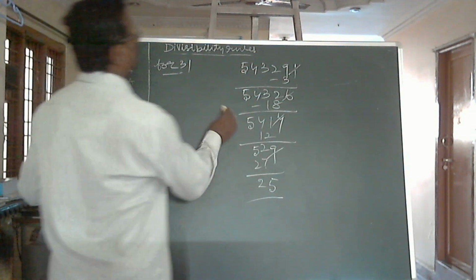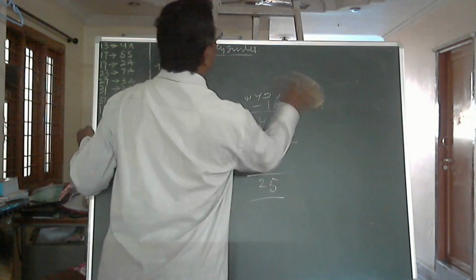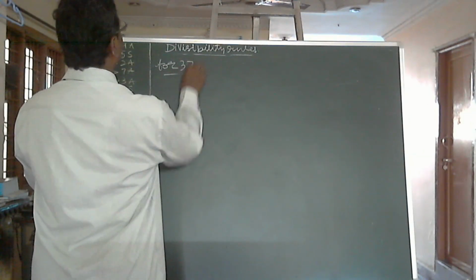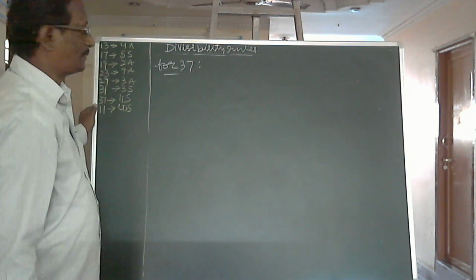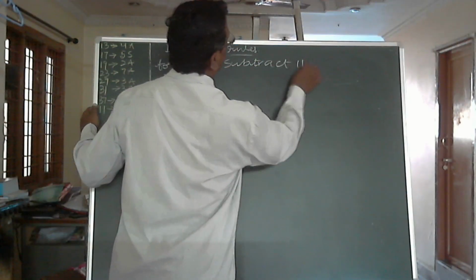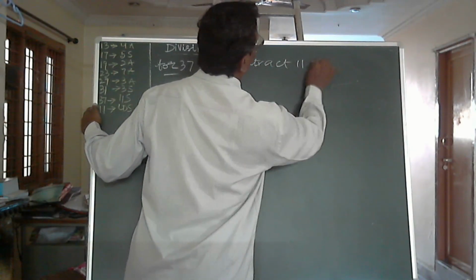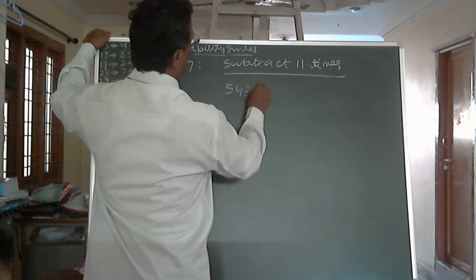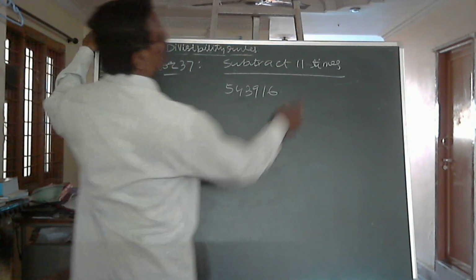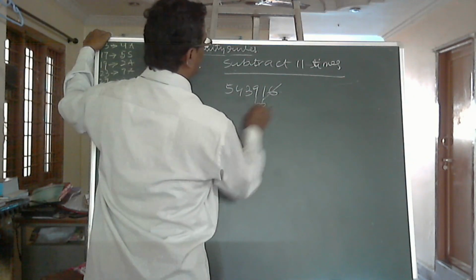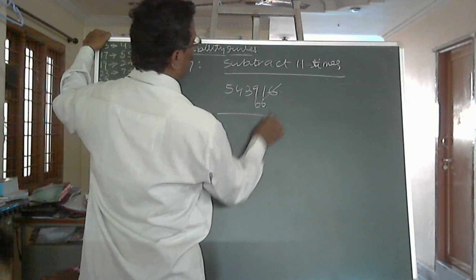Next, with the 37. With the 37, it is a little typical because the factor which we have to add or subtract is to be multiplied by 11. For 37, 11 times it is to be subtracted. Here 5, 4, 3, 9, 1, 6, some number. So 11 times it is to be subtracted. Cut this. 11 times 6 is 66. Subtract, 11 minus 6 is equal to 5.